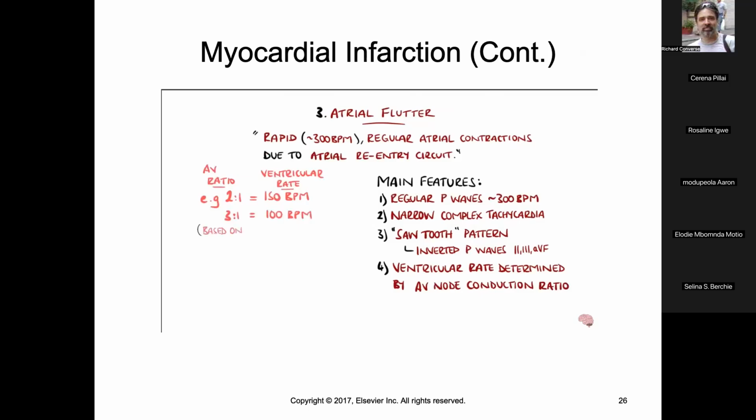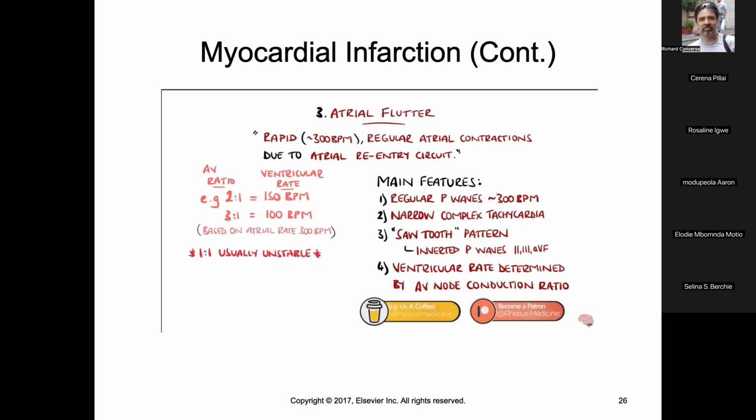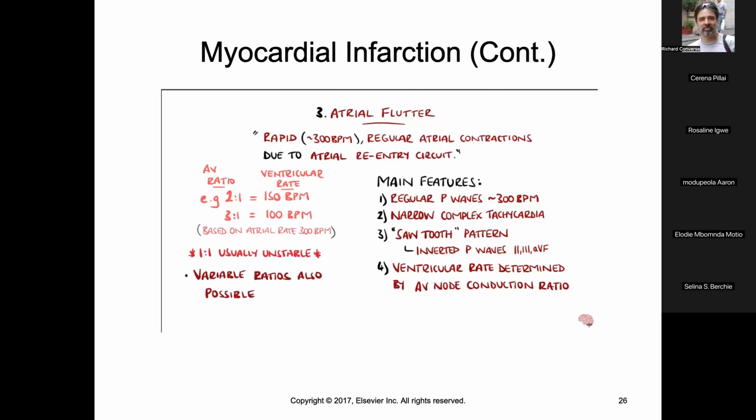The term block here is not the same as the AV blocks that are coming up. It is worth noting that a conduction ratio of 1 to 1 is possible and is highly associated with instability and progression to ventricular fibrillation. These ratios can be variable in the same patient, making the ventricular rate irregular, which is why it can often be mistaken for atrial fibrillation.